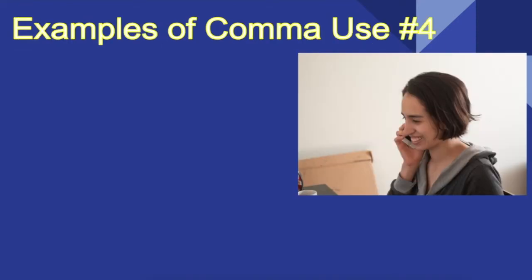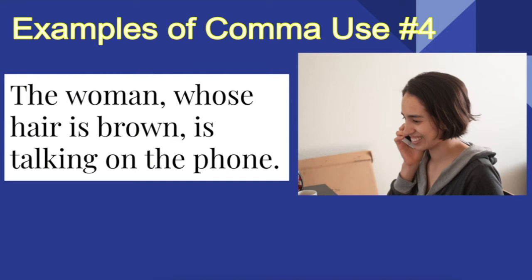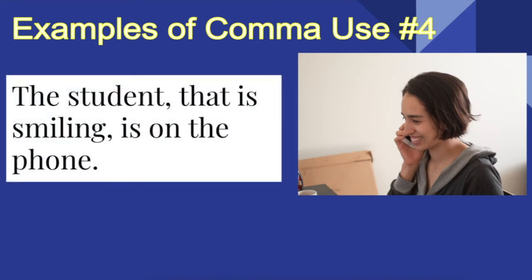Examples of comma use number 4. The woman whose hair is brown is talking on the phone. So notice that it's non-restrictive. This means it's extra information, right? So if we take it out, we could say the woman is talking on the phone. Now we're just adding more information describing who the woman is, whose hair is brown. So we separate that with commas. Here's another one. The student that is smiling is on the phone. So notice now that I'm describing the student, right? I'm adding more information. So you separate that by commas.